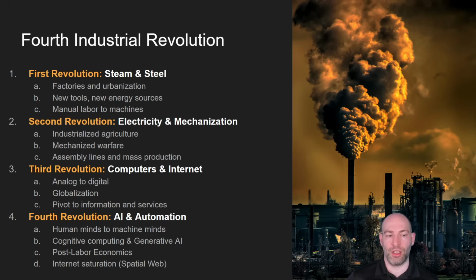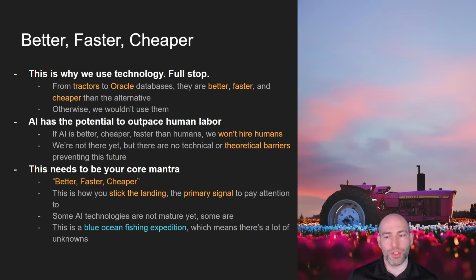And finally, the fourth industrial revolution is, as I mentioned, primarily about artificial intelligence, to a lesser extent about internet saturation. But again, we've already had internet, but we're getting more and more saturation of internet with things like spatial web and Web 3.0. And so that's where we are today. We're really at the launch point of the fourth industrial revolution, which is going to have huge impacts for all enterprises across the world. So the mantra that I always iterate is better, faster, cheaper.